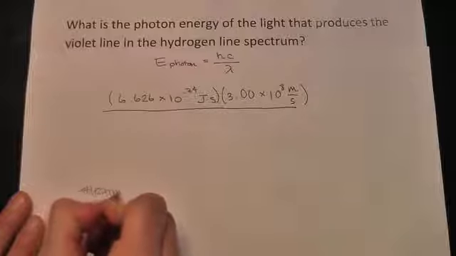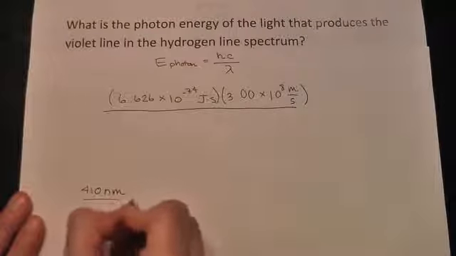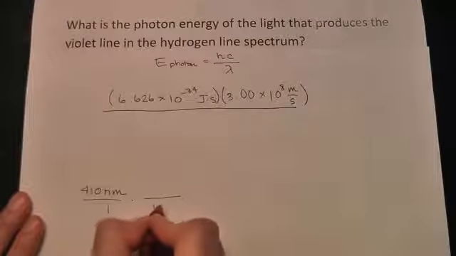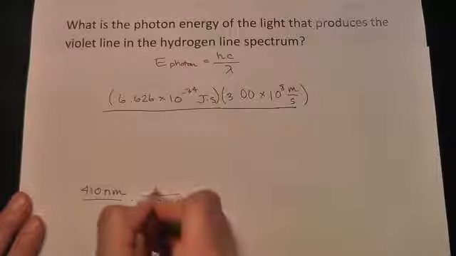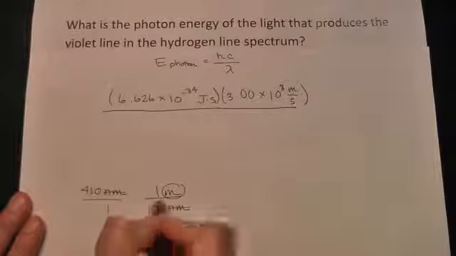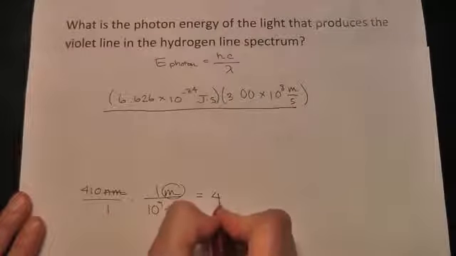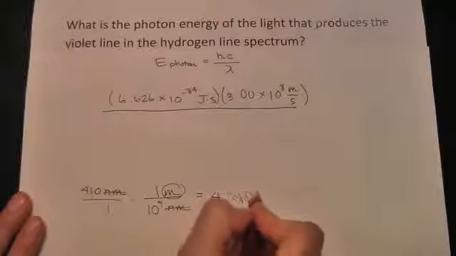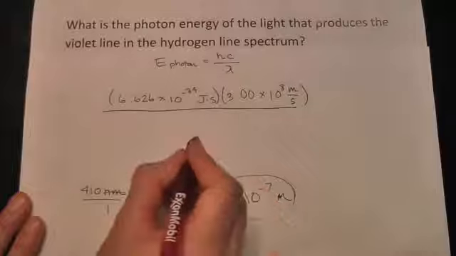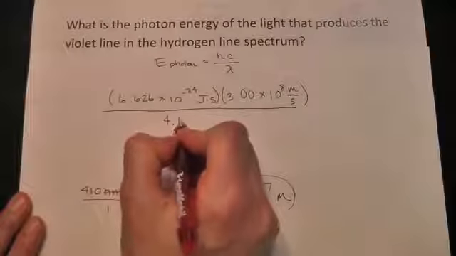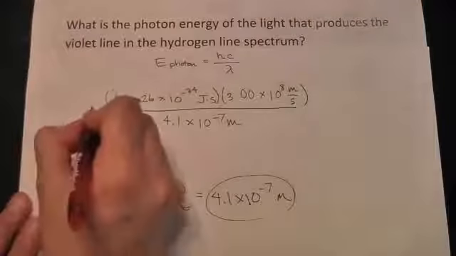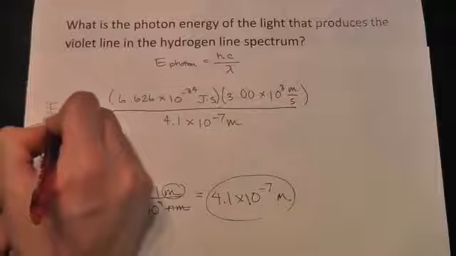410 nanometers. How many meters is that? Well, we need to do a little dimensional analysis. I know 10 to the 9th nanometers is in 1 meter. That would make my units cancel, giving me meters. I do the math on that and I get 4.1 times 10 to the -7th meters. I'm going to take that number and put it here. 4.1 times 10 to the -7th meters. This should equal the energy of that photon.